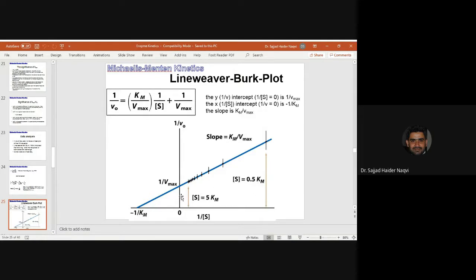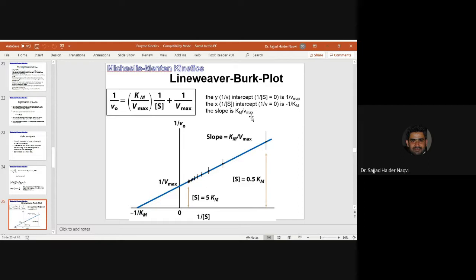And also, if you go back on the negative side, this line is going to touch the x-axis, and this x-intercept is going to give you 1 upon Km. That means half of the Km. So in the case of the Lineweaver-Burk plot, the y-intercept is giving you 1 upon Vmax, the x-intercept is giving you 1 upon Km, and the slope is giving you Km upon Vmax.